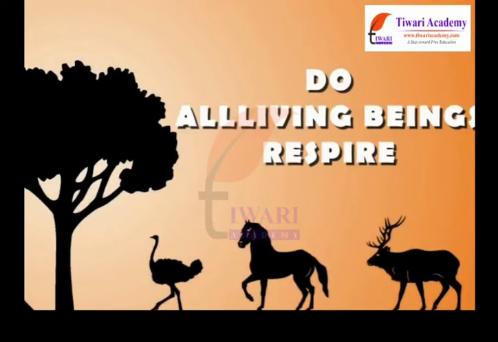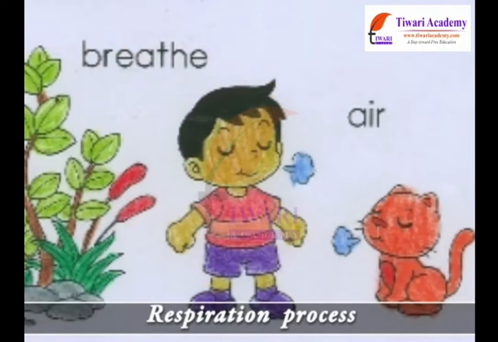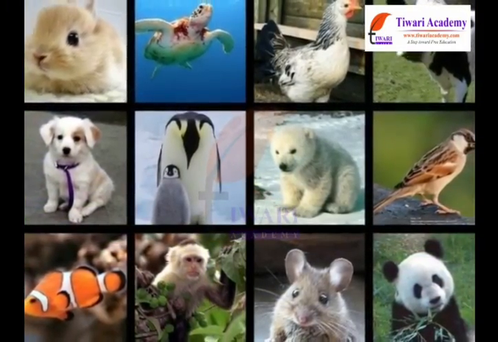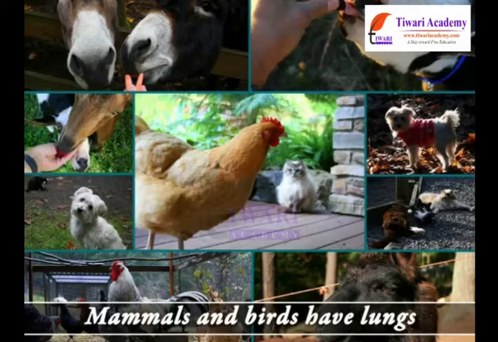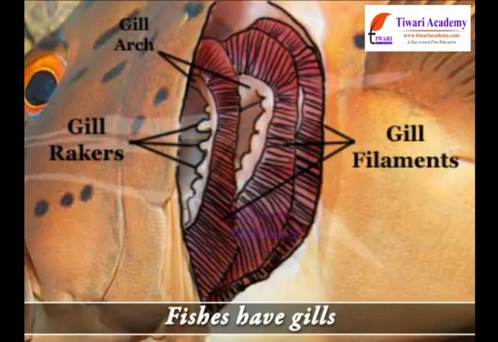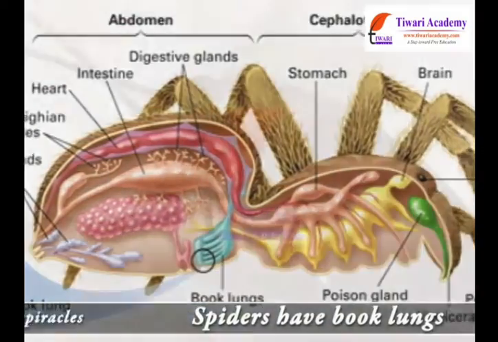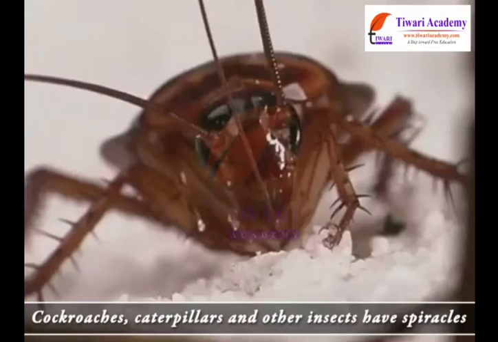Do all living beings respire? Respiration is the process in which oxygen taken inside is used by the body of living organisms. Different types of animals have different organs for breathing. Mammals and birds have lungs. Fishes have gills. Arthropods like spiders have book lungs. Cockroaches, caterpillars, and other insects have spiracles. Sponges take oxygen dissolved in water.